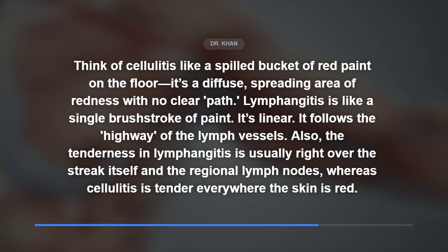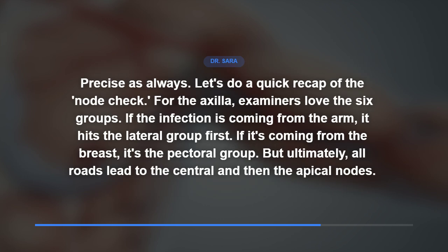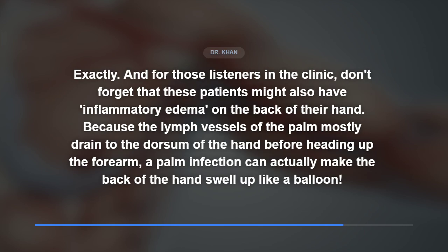Also, the tenderness in lymphangitis is usually right over the streak itself and the regional lymph nodes, whereas cellulitis is tender everywhere the skin is red. Precise as always. Let's do a quick recap of the node check. For the axilla, examiners love the 6 groups. If the infection is coming from the arm, it hits the lateral group first. If it's coming from the breast, it's the pectoral group. But ultimately, all roads lead to the central and then the apical nodes.